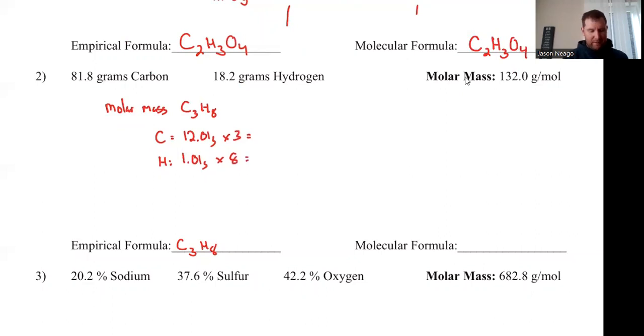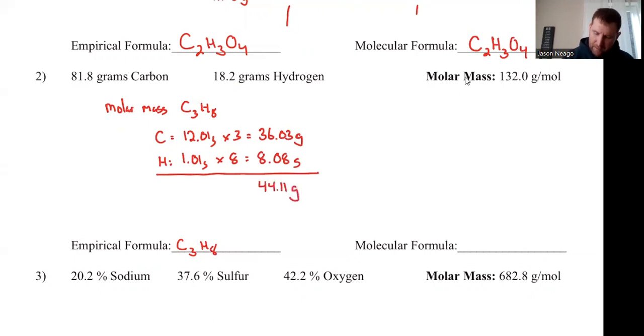So when I calculate this, 3 times 12.01 gives me 36.03 grams. And 8 times 1.01 gives me 8.08 grams. And when I add these together, I get a molar mass of 44.11 grams. And so that's step number 1.